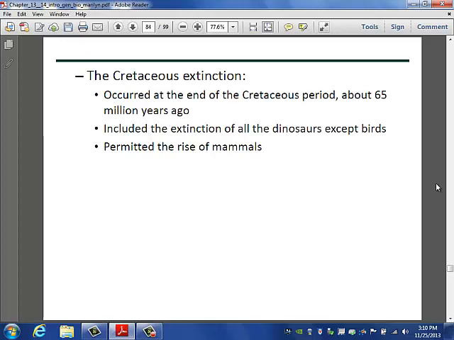So, the Cretaceous extinction occurred at the end of the Cretaceous period about 65 million years ago. It included the extinction, and that's kind of the popular one we're all familiar with, the extinction of dinosaurs, except for birds. And it permitted the rise of who? The things that the dinosaurs ate. Mammals. Why do you think this environment was conducive to the mammal?